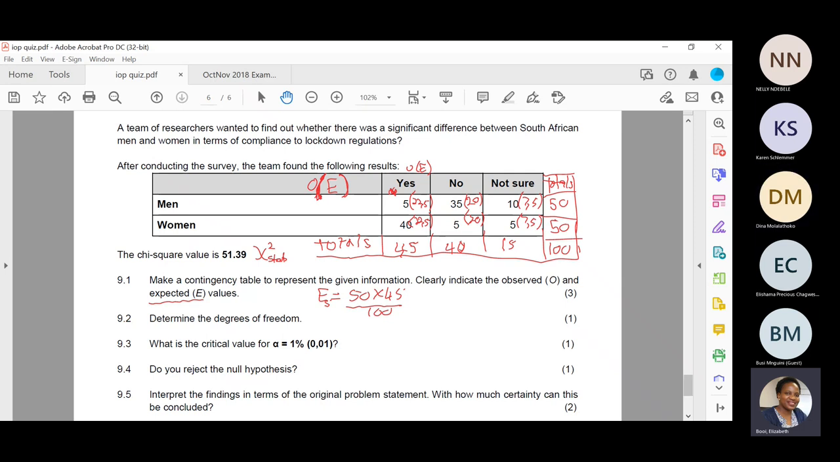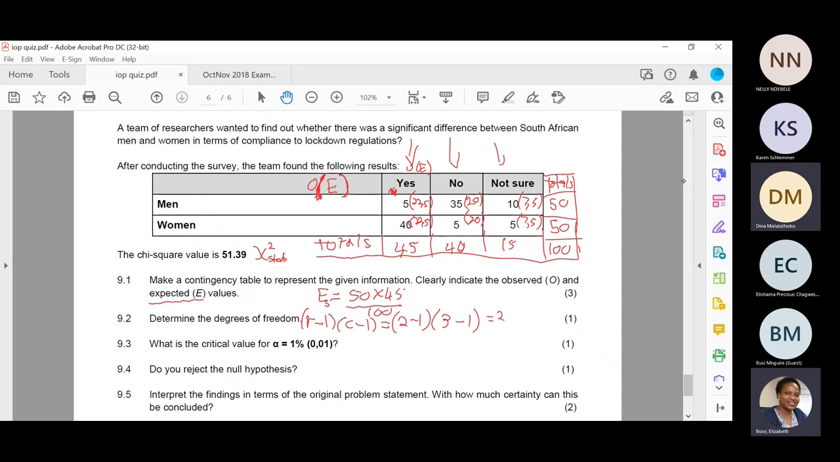Okay, so once that is done, the next one says find the degrees of freedom. So the degrees of freedom here is your number of rows minus one times the number of columns minus one. Don't count the headers, don't count the totals. So how many rows? These are the rows. Two. There are only two of them. Two minus one. And how many columns? And these are columns. Three. And there are three columns minus one.